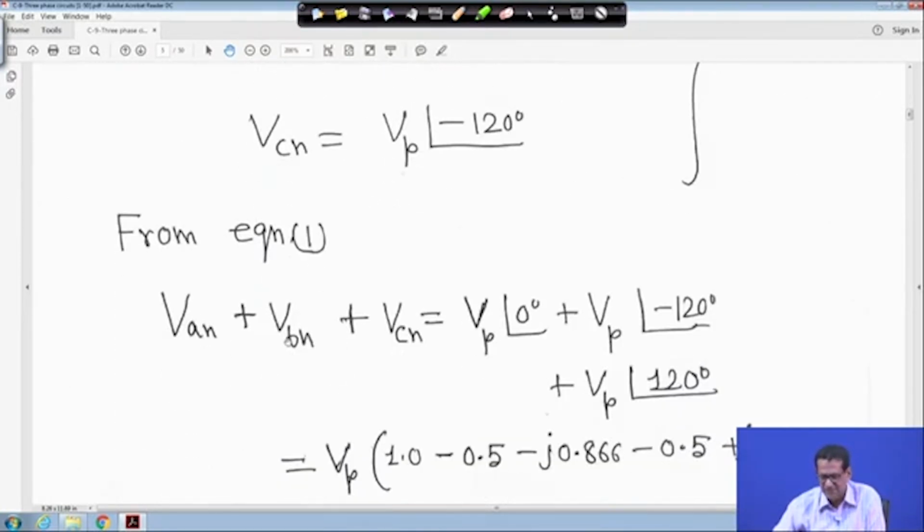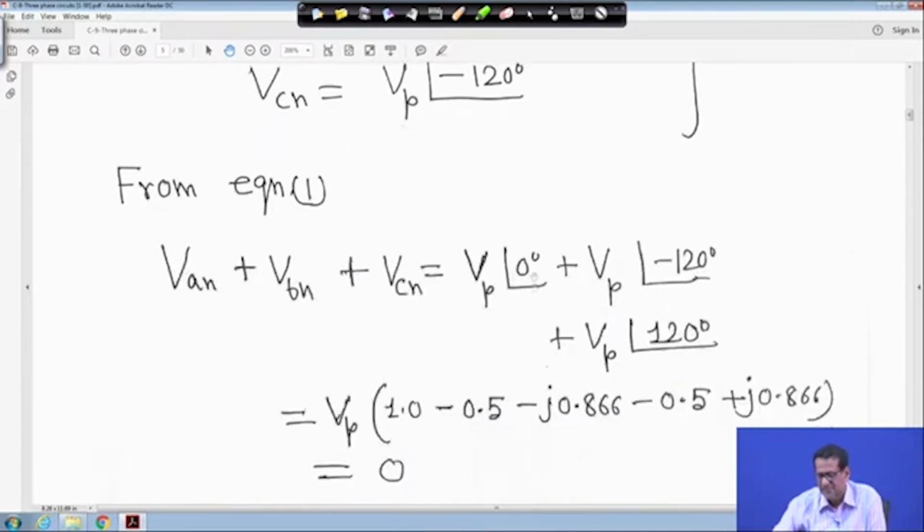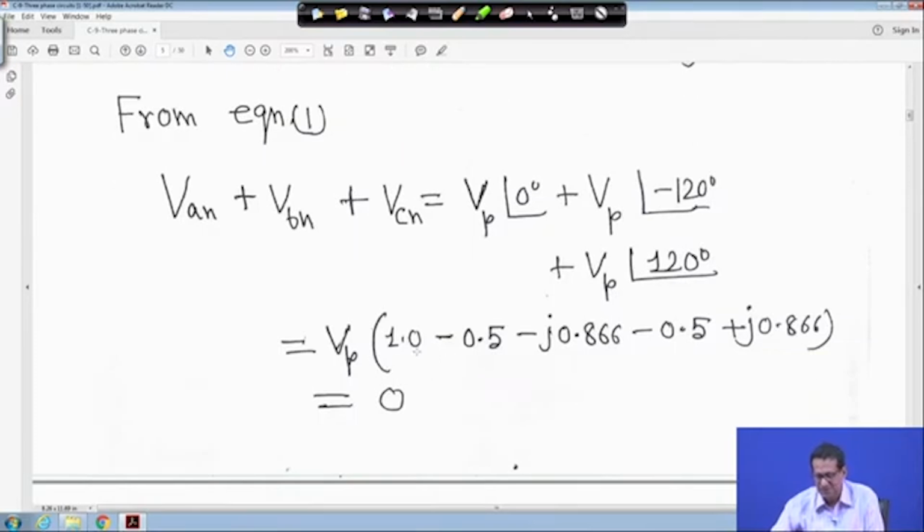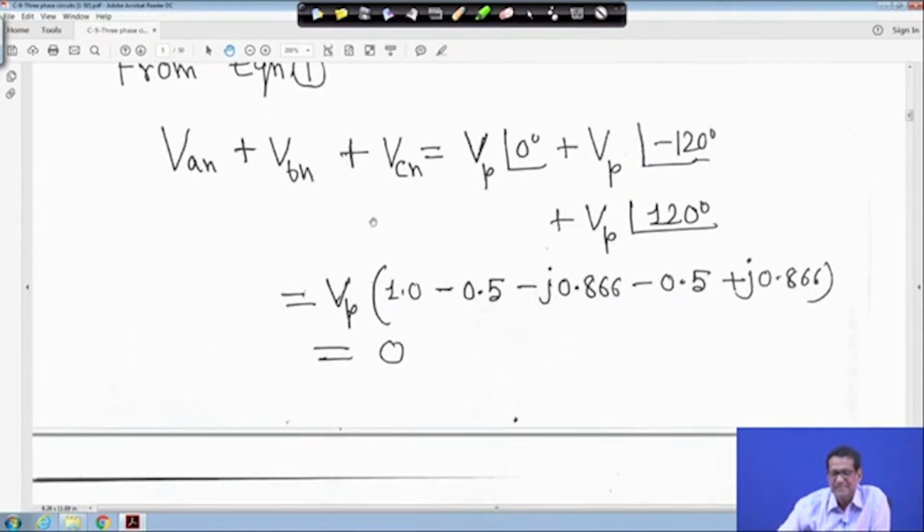Now, from equation 1, VAN plus VBN plus VCN: VAN is equal to VP angle 0 degree, plus VBN equal to VP angle minus 120 degree, plus VP angle 120 degree. If you simplify, it will be 1 minus 0.5 minus j 0.866, then minus 0.5 plus j 0.866. It will become 0. So for a balanced source, VAN plus VBN plus VCN must be equal to 0. If it is unbalanced, it may be 0, it may not be 0.